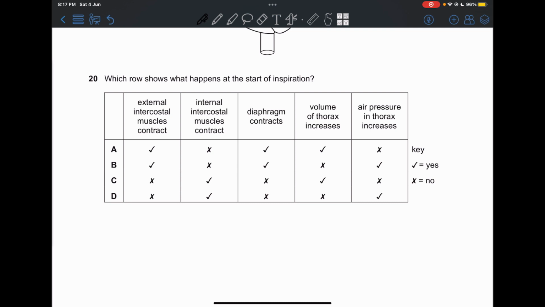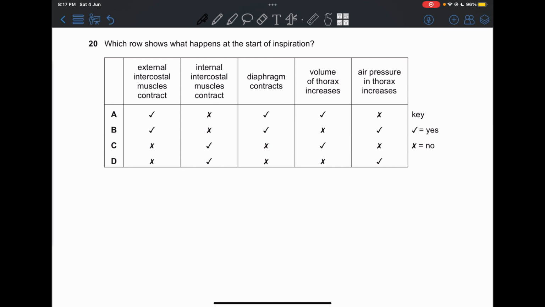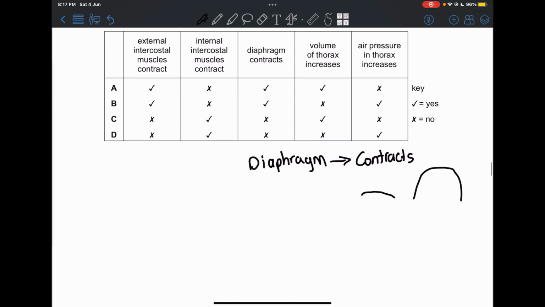Now 20, which row shows what happens at the start of inspiration? Now we know in inspiration there are some processes that go on. The diaphragm actually contracts and it flattens. When it contracts, it flattens, and when it's relaxed, it's like this. So it flattens to allow the volume to increase in the thorax, to allow more volume for the air to enter. So more air enters into your lungs.